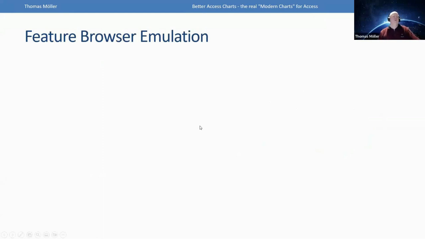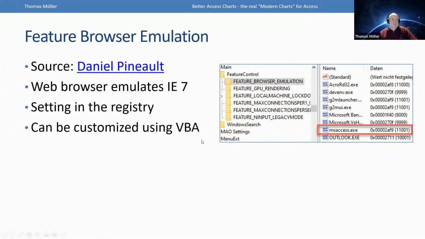So next, we have the feature browser emulation. I showed you the source from Daniel Pinot, and we need to set a value in the registry, and yes, we can customize the registry using VBA, but we have a small problem.